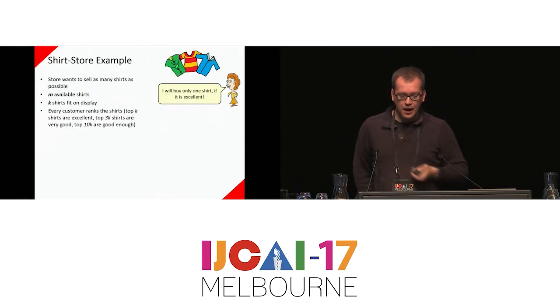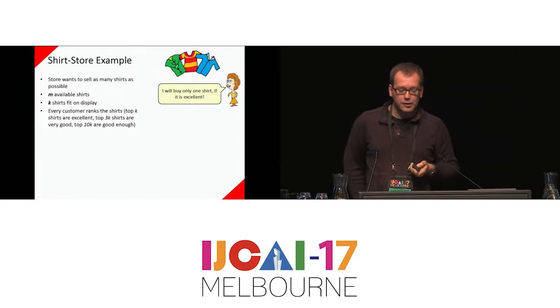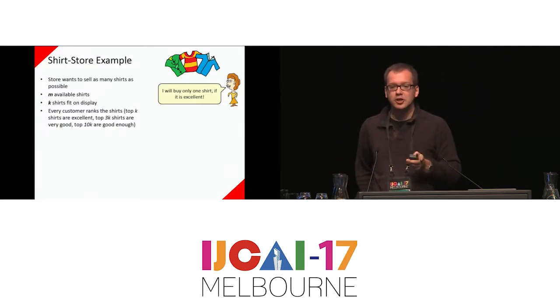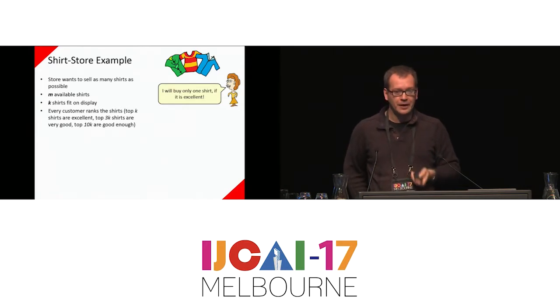candidates. But let's have another customer. Now our lady says, I will buy only 1 shirt if it is excellent. So if there is at least 1 item in the store that the lady ranks as excellent, she will buy it. So this models 2 kinds of stores. Maybe it's a shirt store at an airport. You're not going to return.